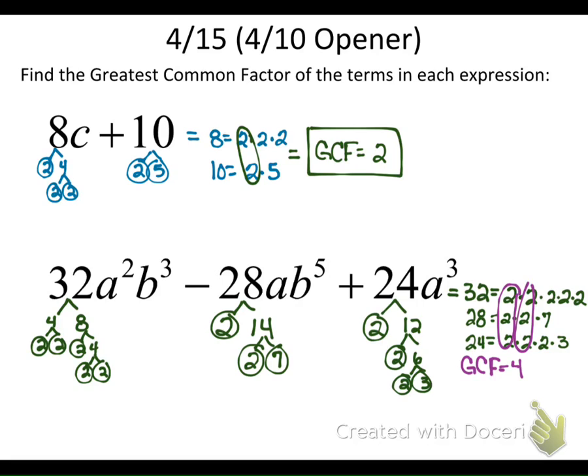Okay? Now, we have to worry about our variables. Do they all have an A in common? Yeah, they all have an A in common. Which is the A with the smallest exponent? The 28, because it's just A to the first. So we take the variable with the smallest exponent, because that means they all have only one A in common. Do they all have a B in common? No. So they can't have a B as part of the greatest common factor. So the greatest common factor for this particular problem is 4A. Okay?